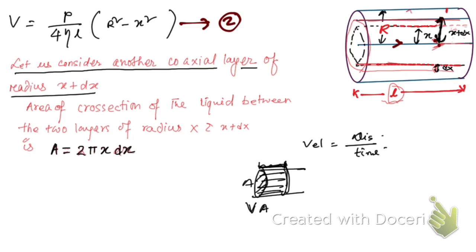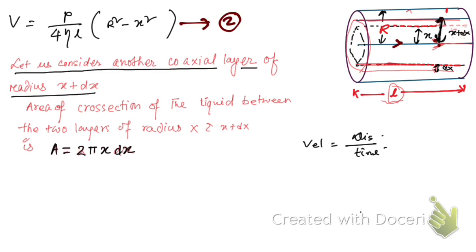Because v means the displacement, this length, that means travel by this liquid in 1 second. So displacement by time, and this displacement into A gives you the volume per unit time. That's what we're going to have. Hope you have understood this now.